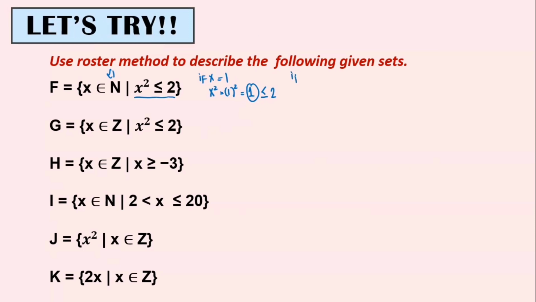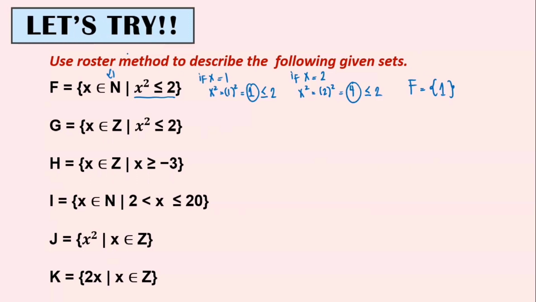Okay, try naman natin if x is 2. So we have x squared is equals to 2 squared. 2 squared is equals to 4. Si 4 po ba ay less than or equal to 2? Nagsasatisfy po ba siya? Okay? Therefore, hindi natin isasama yung 2. Ano lang ang sagot natin dito kay F? Ang set F natin ay 1 only. Okay? Kasi siya lang ang nag-satisfy dun sa ating properties.